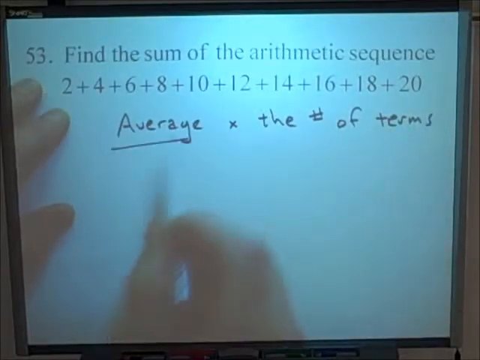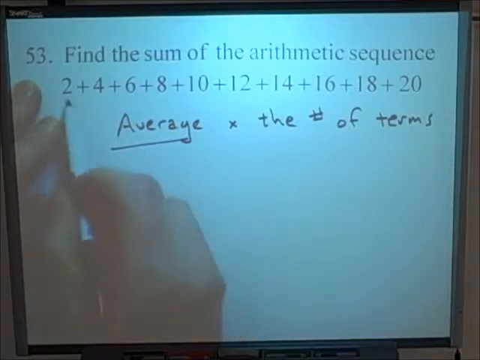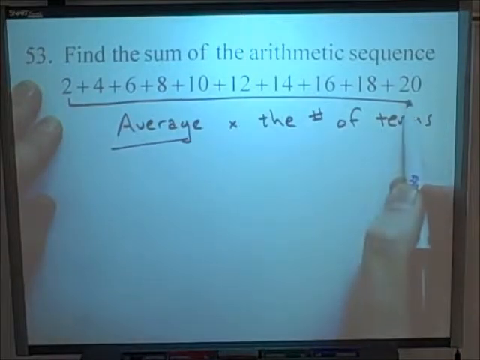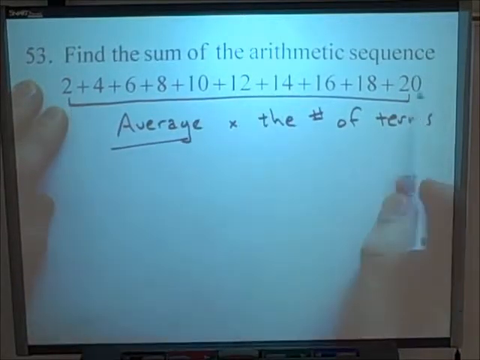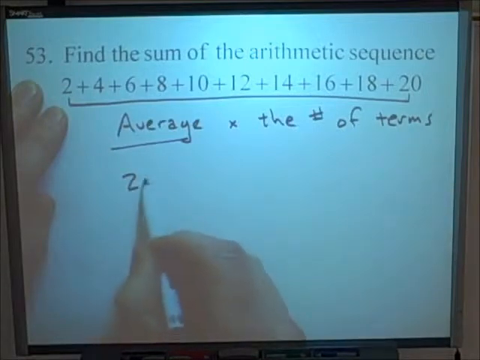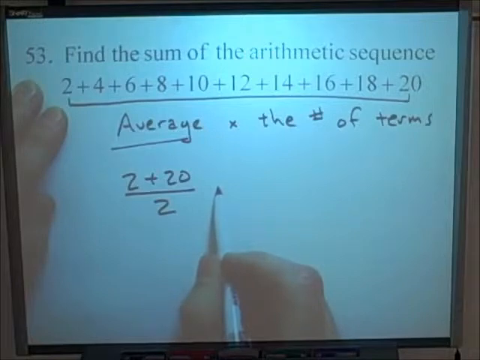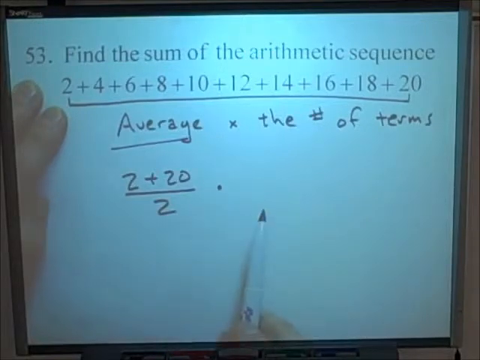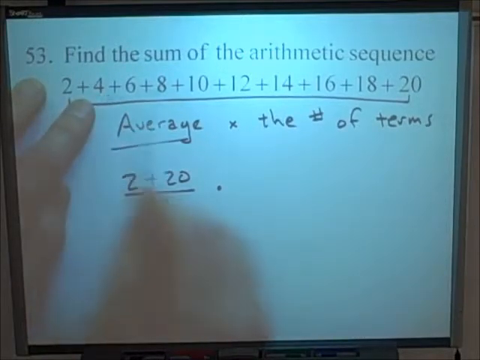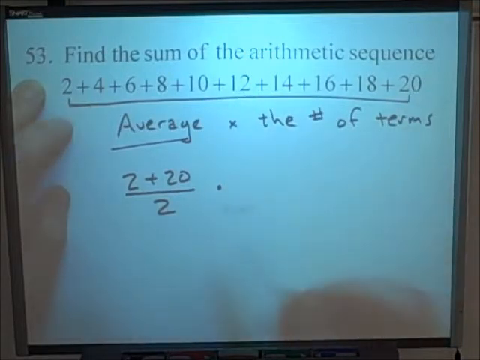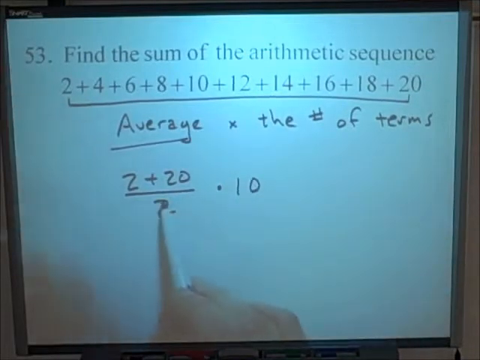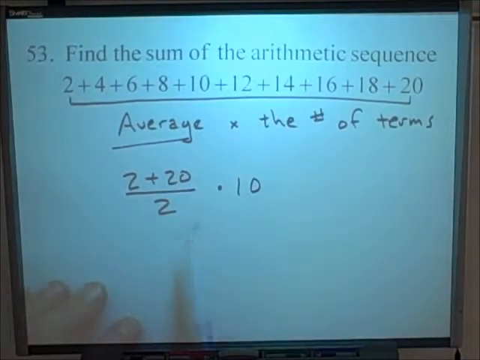But our average term is a breeze. If it's arithmetic, our average term is our first term plus our last term divided by 2, times our number of terms. Well, 2, 4, 6, 8, 10 terms here. It's our average term times our number of terms, or 22 on 2, 11, times 10, 110.